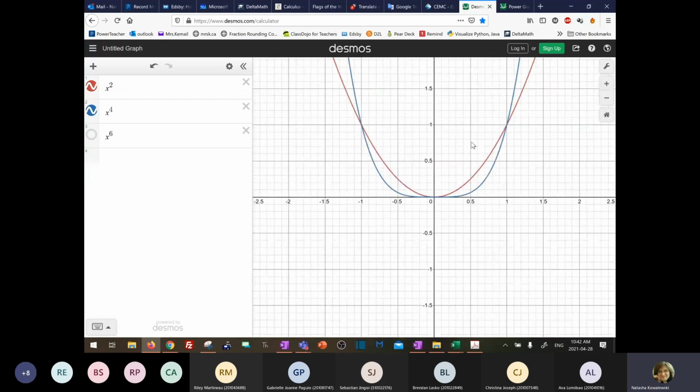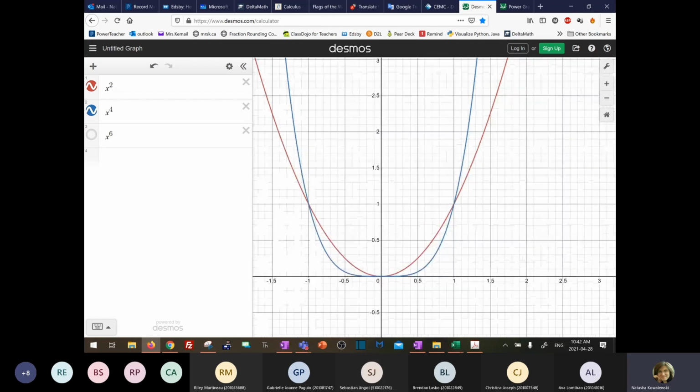You can see that the shape of it is kind of like a U shape, but the higher the exponent, the more flat it becomes near 0. But then after the 1, it shoots up to infinity way faster than the previous one. So let's compare the x to the 6 as well. Do you see how x to the 6, the green one, is even more flat around 0? And then it shoots up to infinity even faster than the blue one.